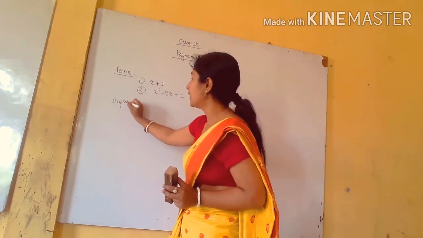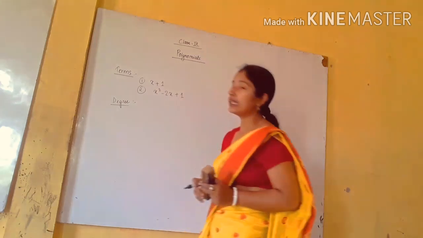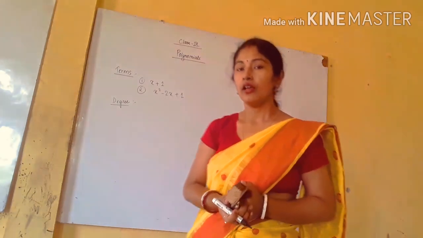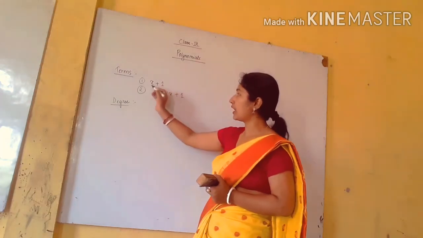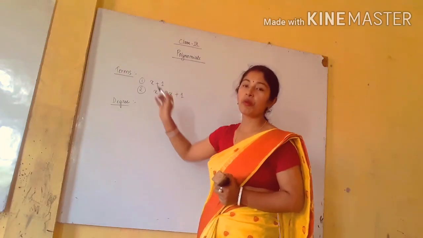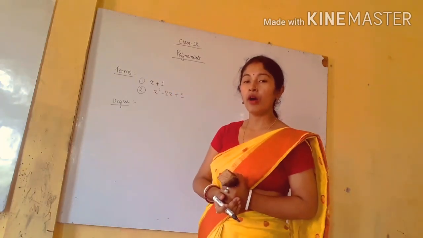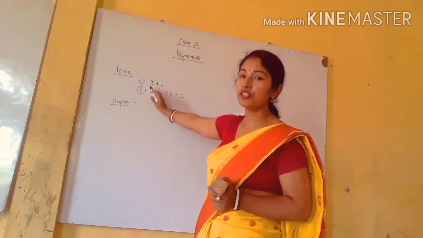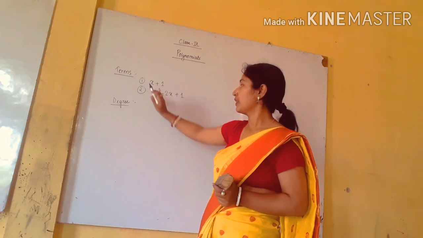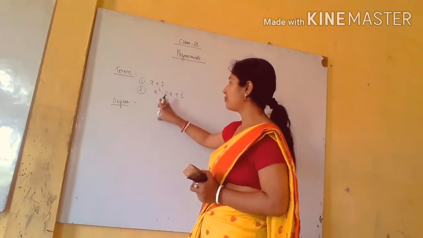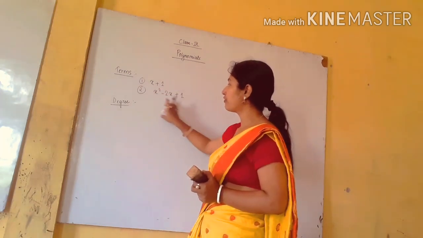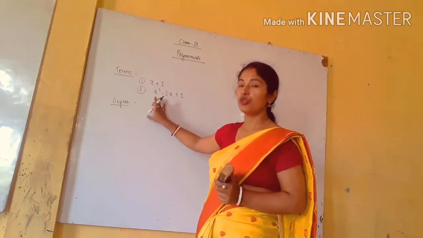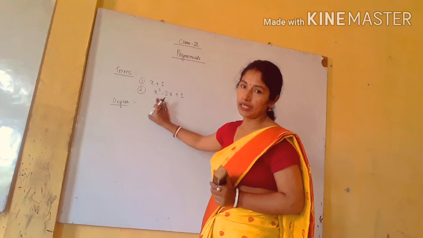Next topic is degree. So what is degree? Degree is the highest power of a polynomial. Suppose in my first example x plus 1, the highest power of x is 1. So the degree of this polynomial is 1. Next, in the second example, the highest power of x is 2. So the degree of this polynomial is 2. So this is called degree.